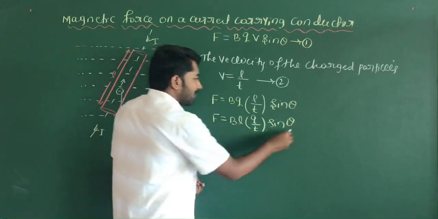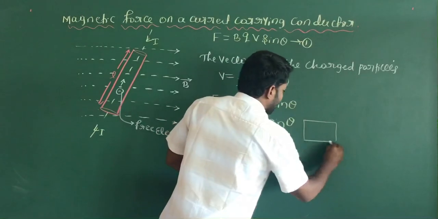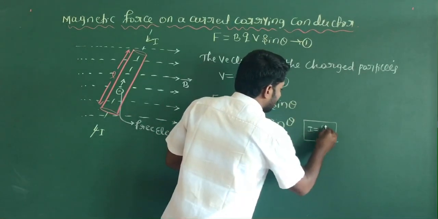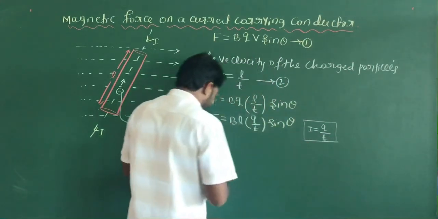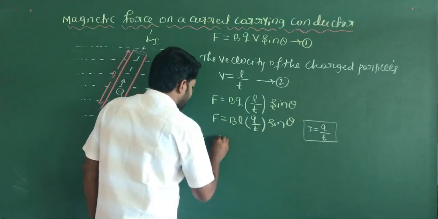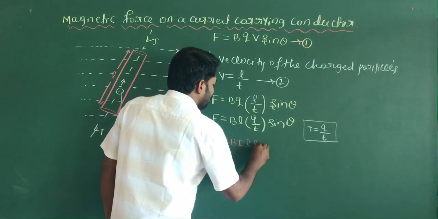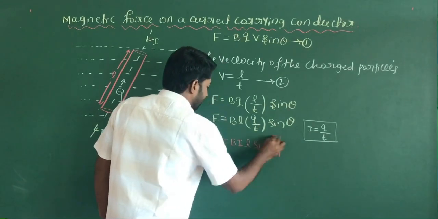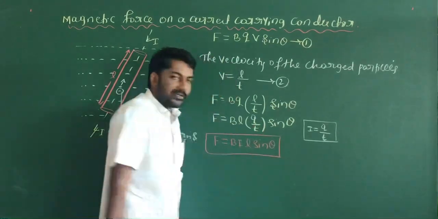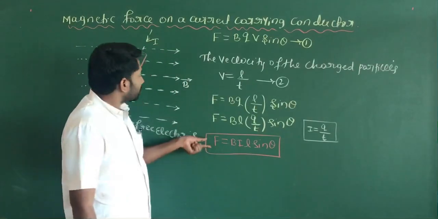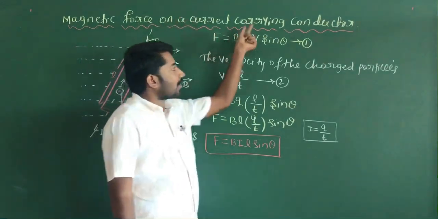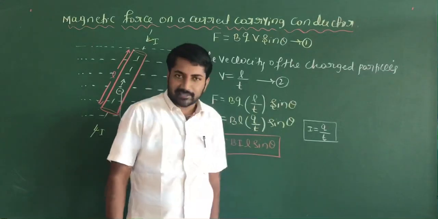Here, Q divided by T, the rate of flow of charge, is the current I. Therefore, we write this equation: F is equal to BIL sin theta. F is equal to BIL sin theta, which is the expression for magnetic force on a current carrying conductor.